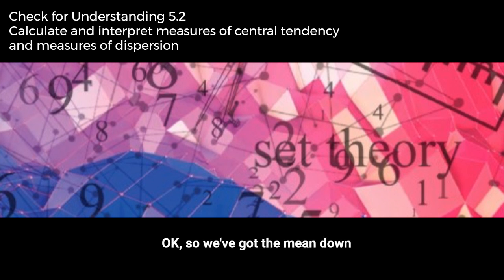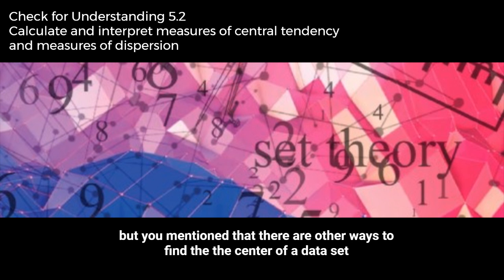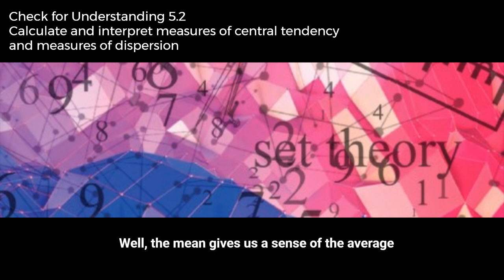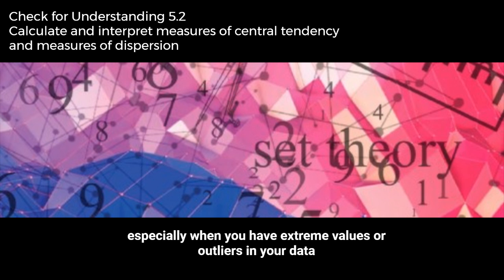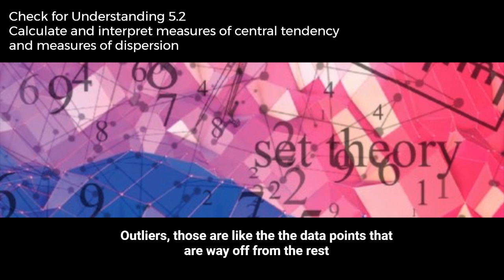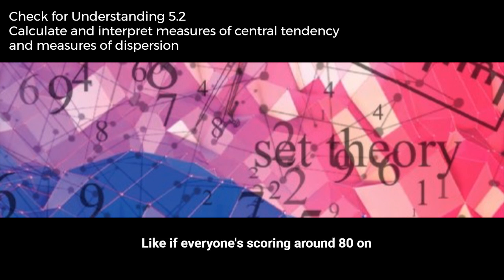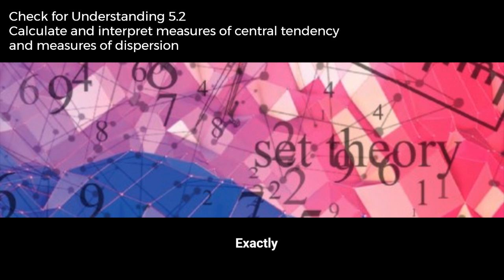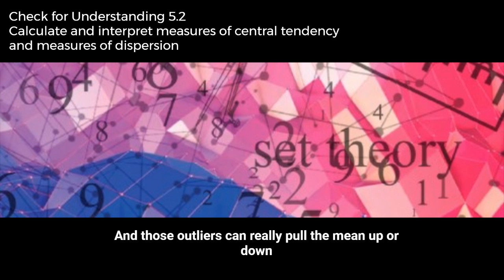Right. Okay, so we've got the mean down. But you mentioned that there are other ways to find the center of a data set, right? Yes, exactly. While the mean gives us a sense of the average, it can be a little misleading sometimes, especially when you have extreme values or outliers in your data. Outliers, those are like the data points that are way off from the rest, right? Like if everyone's scoring around 80 on a test and then one person gets like a 20, that would be an outlier. Exactly, and those outliers can really pull the mean up or down.